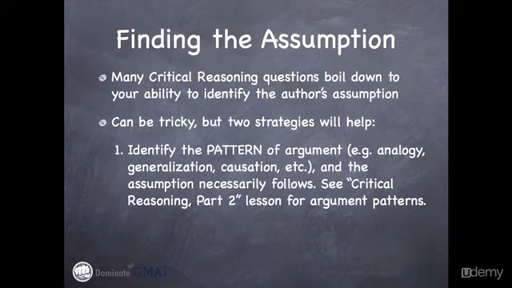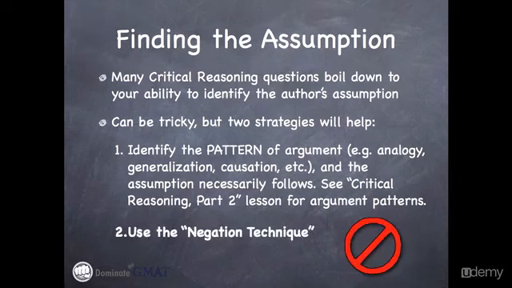The first is to identify the pattern of argument. I alluded to this earlier. If you can identify the argument as, say, an argument by analogy, an argument by generalization, maybe a causal argument, then the assumption will necessarily follow. And I mentioned that we're going to talk about that in critical reasoning part 2, and we will. So hold on that for now. I think that will make your life infinitely easier.